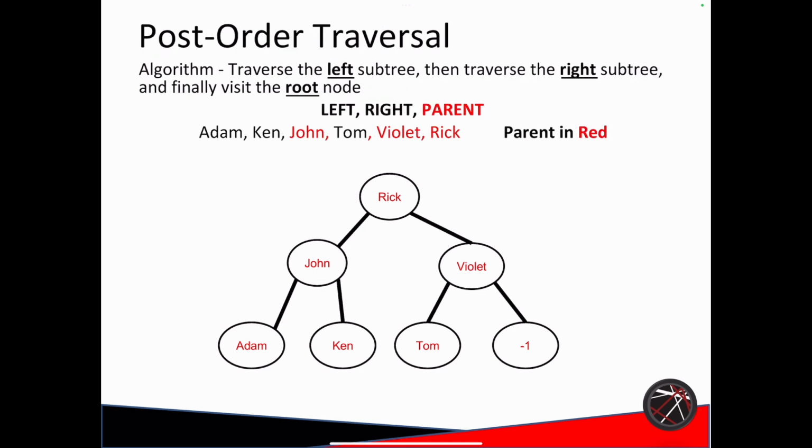Our next one is post-order traversal, and like I said, the key to remembering this is that the parent is dealt with last. So we're going to go Adam, Ken, John, because Adam and Ken are the left and right, and John is their parent. So Adam, Ken, John. We then go John. We're looking across at Violet, but because there is something to the left of Violet, we prioritise that first. So in other words, we go John, Tom, Violet. There's nothing to the right-hand side, and therefore we go to the parent of Violet, which is Rick.